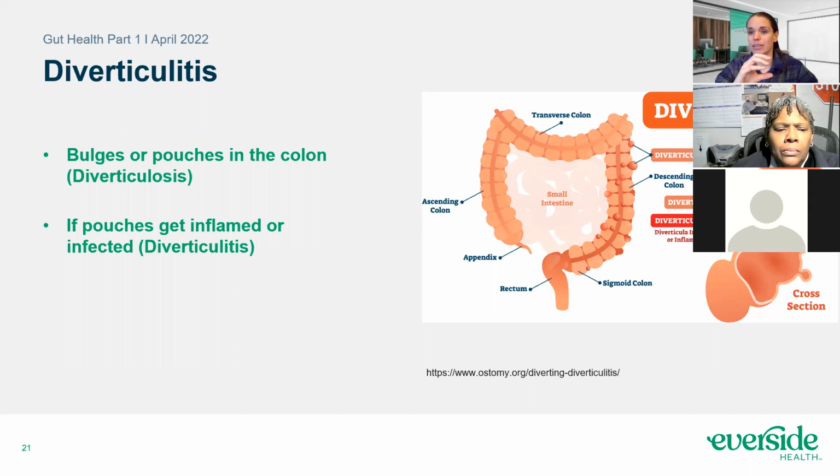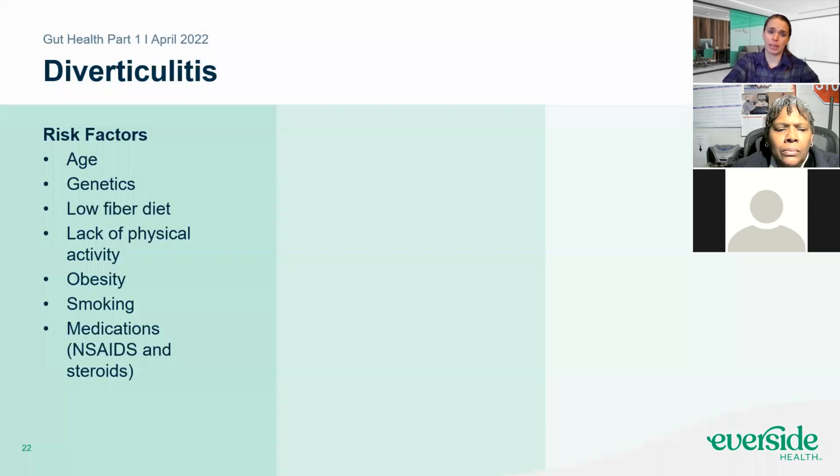Anytime you see itis at the end of the word, think inflammation. Because if something gets into that little pouch and irritates it and inflames it, that's where you get diverticulitis. And so you can have both, technically. It's the same thing. One's just the inflammation of it. So risk factors for it: age, genetics, having a low fiber diet throughout your life, lack of physical activity, obesity, smoking, medications. So again, your non-steroidal anti-inflammatory medications and your steroids.